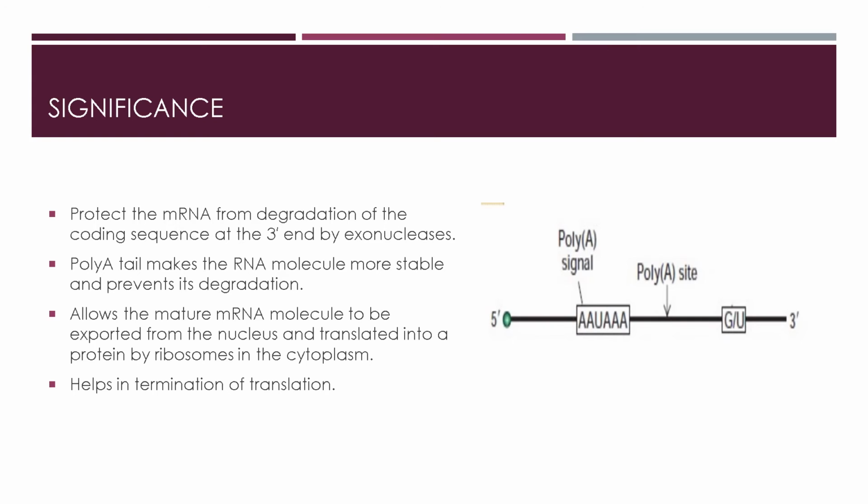The significance of poly-A tailing is that it protects the mRNA from getting degraded by the 3' exonucleases. It also increases the stability of the mRNA. It also helps in transporting the mRNA from the nucleus to the cell cytoplasm. It also helps in termination of translation.